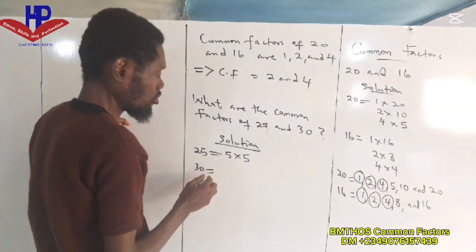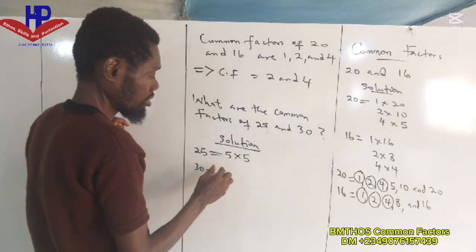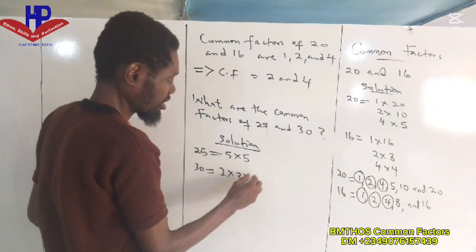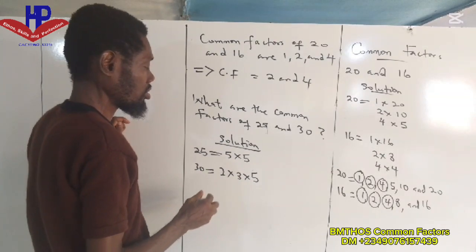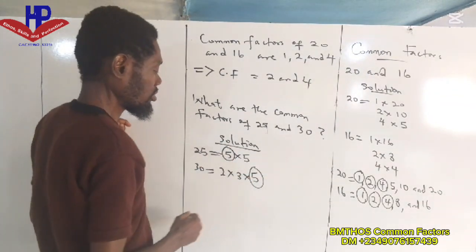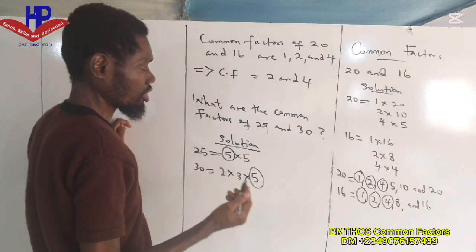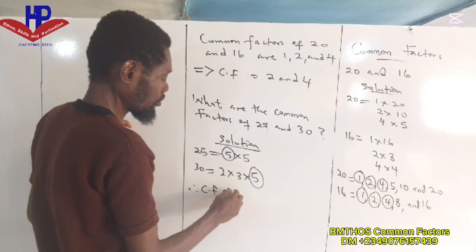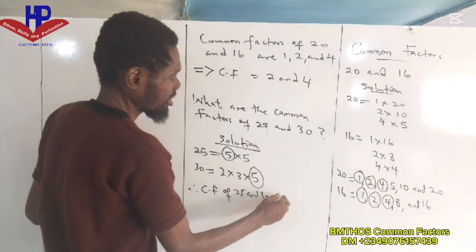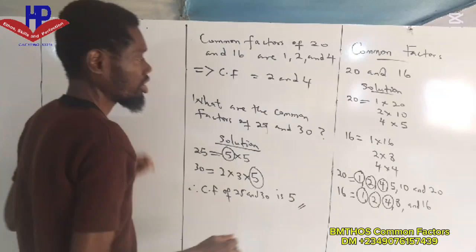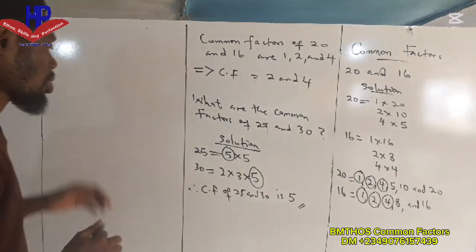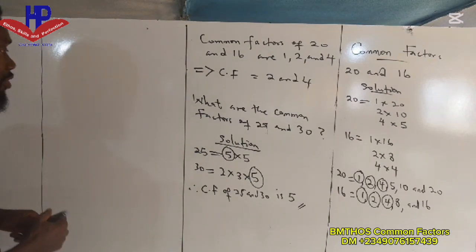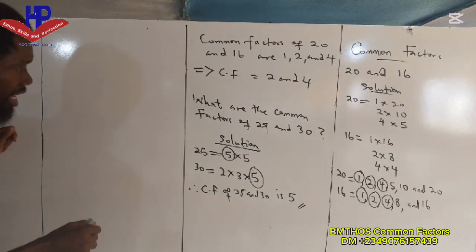30 will be 2 times 3 times 5. 5 is common. 5 is common in the two areas. Therefore, you write the common factor of 25 and 30 is 5. That is the answer. I was able to break this down quickly without using the other long chain of method I gave to you. So let's try another number here.